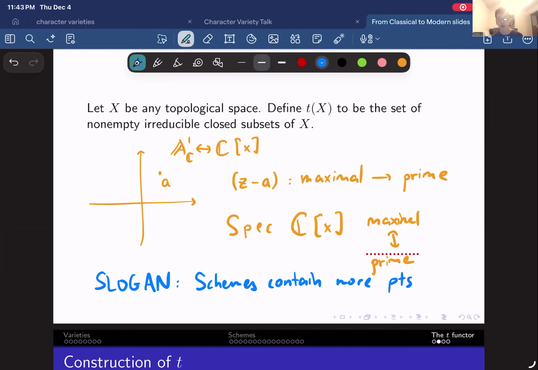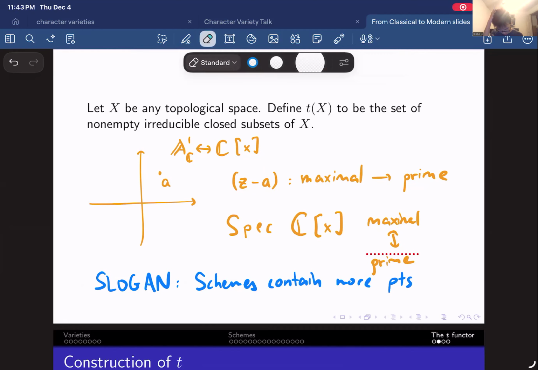So like in the world of varieties, any irreducible subset, by the following description of my T functor, actually gives you a point in the world of schemes. So it actually gives you more points. But interestingly, the topology doesn't change, because there's a correspondence that I'm going to talk about between open subsets of X and open subsets of T of X. So it doesn't change the open sets, but it does add some extra points, so the picture looks a little bit different.